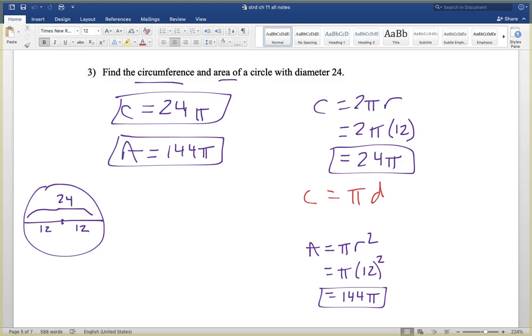So after watching this video, make sure you take the video quiz, and then tomorrow there will be Khan Academy assignments on circumference and area of a circle for you to complete.